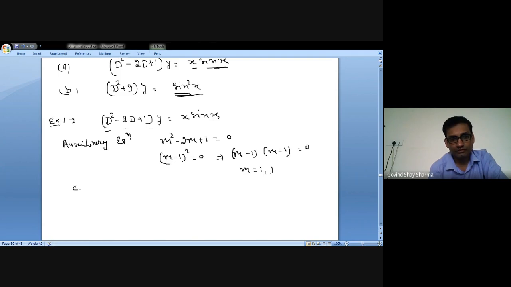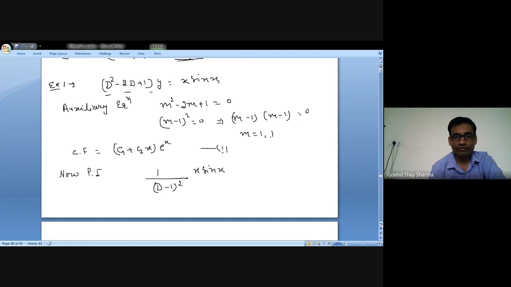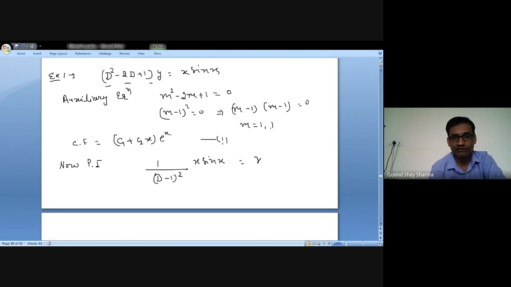Here the complementary function is c1 plus c2 x e to the power x, because the roots of the auxiliary equation are real and the same. Now the important part is the PI. This is the form of x sin x.